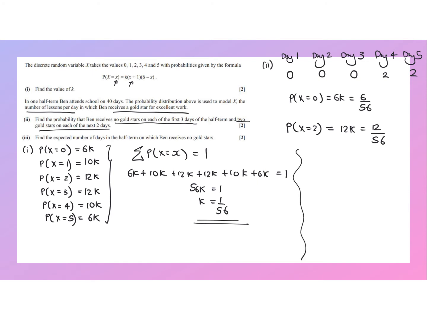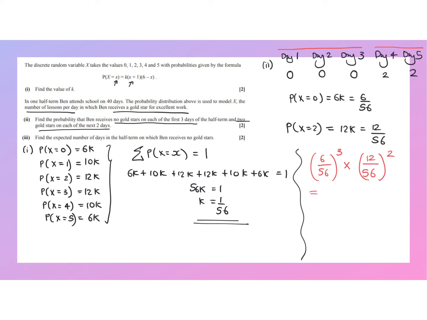Now, the probabilities can then be multiplied together in the relevant combination, and because the question has been very specific, we don't have to look at multiple combinations of how this could occur. The question's not asking us about the probability of him having 3 days with no stars and 2 days with 2 stars. It's very specific that the first 3 days have 0 stars and then the next 2 days have 2 stars. So that's going to be 6 over 56 to the power of 3 for days 1, 2 and 3. And then for days 4 and 5, it's 12 over 56 to the power of 2.